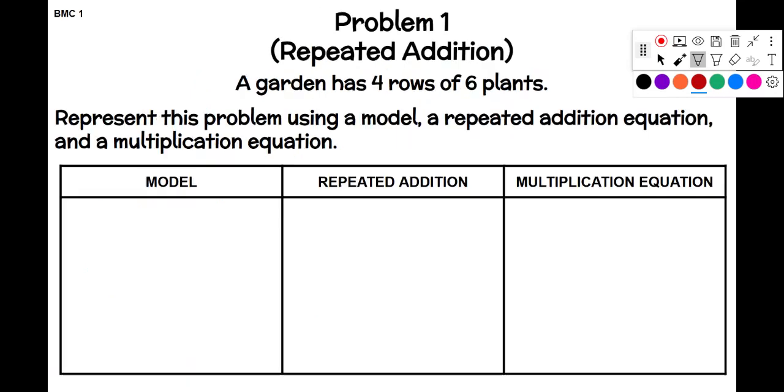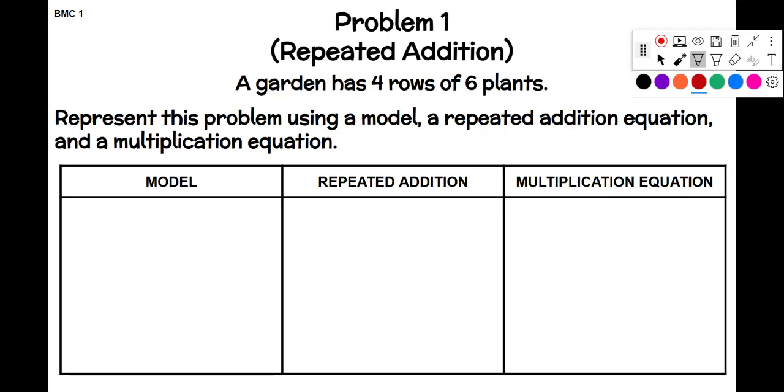All right, let's begin. Our first problem for today, we're going to focus on repeated addition. Our problem is that a garden has 4 rows of 6 plants. We need to represent this problem using a model, a repeated addition equation, and a multiplication equation. First we're going to use our RDW process, read, draw, write, and we're going to annotate our problem.